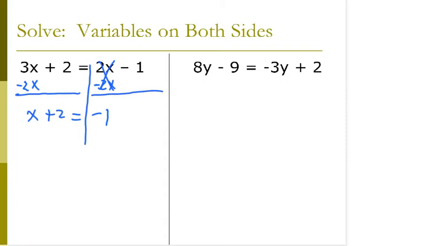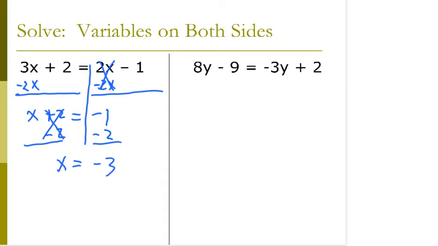We bring down our plus 2 and apply an inverse operation. The inverse of addition is subtraction. We subtract 2 from both sides because that's what we were adding. The 2's are going to eliminate each other. In other words, add 2 and subtract 2 gives you 0. 0 plus x is just x. Bring your equal sign down. A negative 1 take away 2 is a negative 3. So x equals a negative 3.